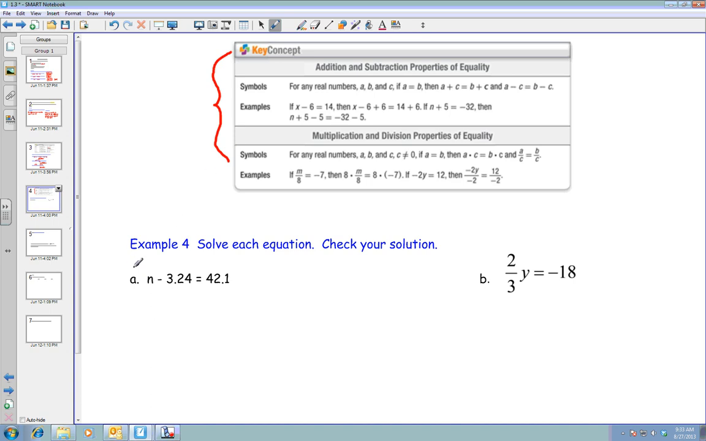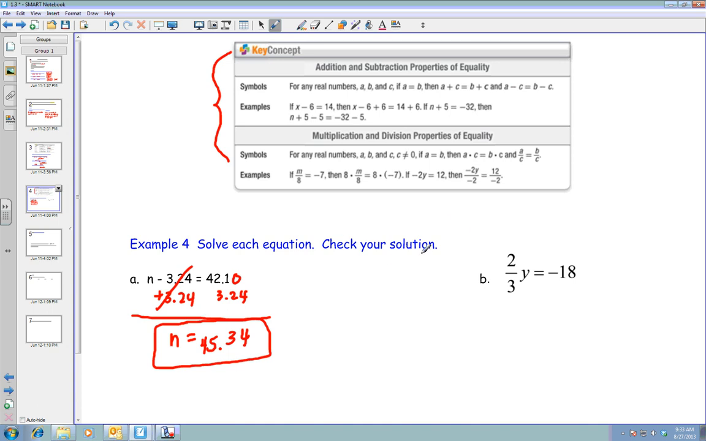So on A, I'm going to solve for n. n minus 3.24 equals 42.1. So I'm going to find my variable. They're subtracting 3.24, so I'm going to do the opposite and add 3.24 to both sides. So these will cancel. I have n equals. When you're adding decimals, remember you have to line up the decimals. So this would be 3.5, so 45.34.